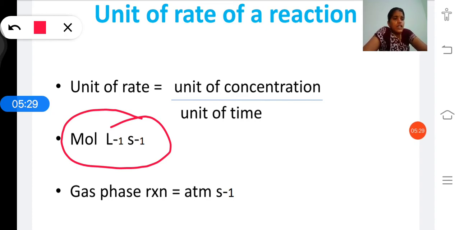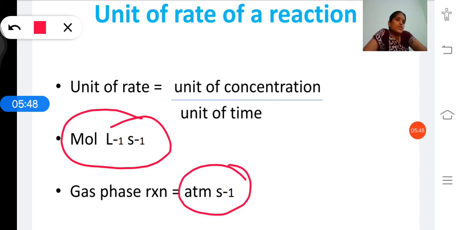And on the other hand, for the gas phase reaction, the rate of reaction is in terms of pressure. So the unit is atmospheric pressure second inverse. With partial pressure, the rate of reaction unit is atmosphere second inverse. So this is the unit of rate of reaction.